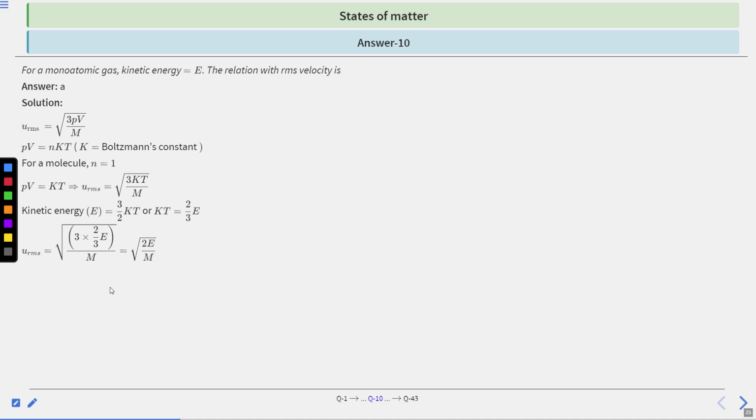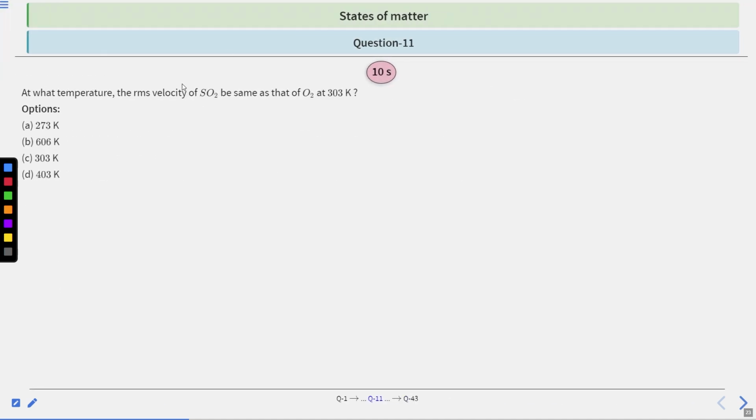Okay, moving on to our next question. Question number 11. At what temperature will the RMS velocity of SO2 be the same as that of O2 at 303 Kelvin? Options are 273 Kelvin, 606 Kelvin, 303 Kelvin, and 403 Kelvin. You have 10 seconds to solve this question. After that, we will see the answer.